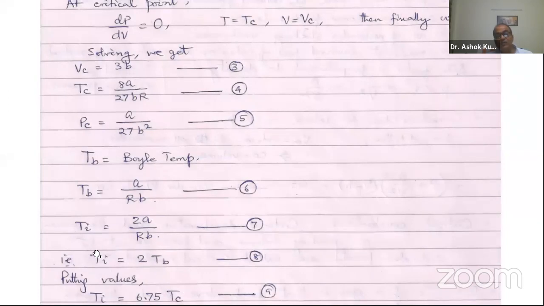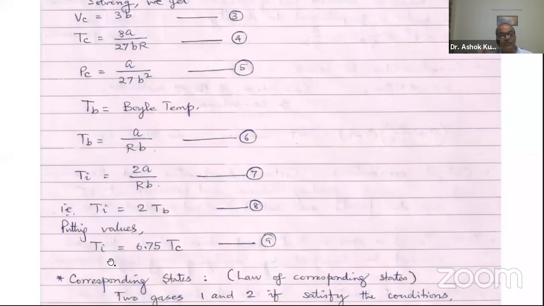This is also a key or hint for numerical problems. It could be asked collectively, not independently as one question, but within a problem itself; this relation could be asked as for the use. Okay. Now, finally we put the value of A, B, R, etc. We get Ti is equal to 6.75 Tc. Okay, so this is one relation.